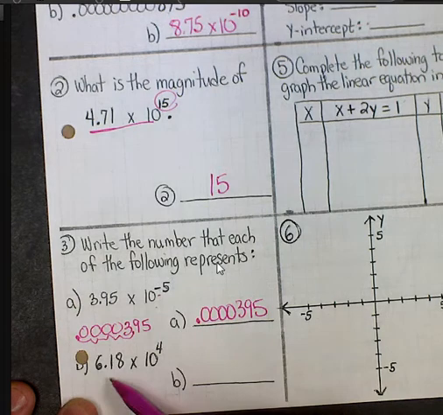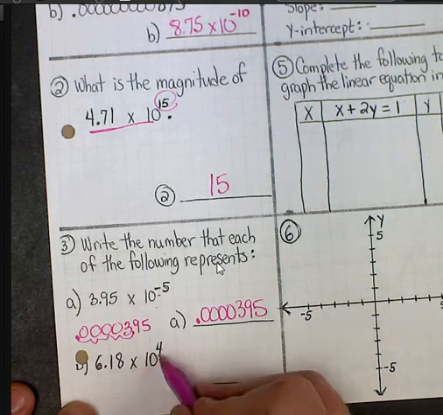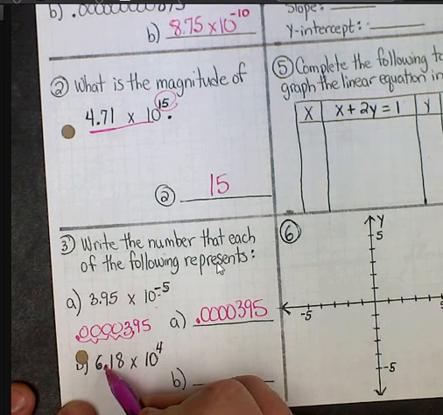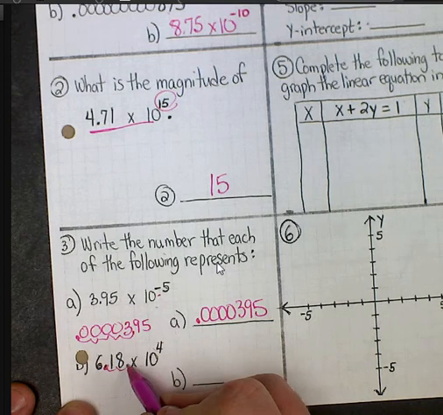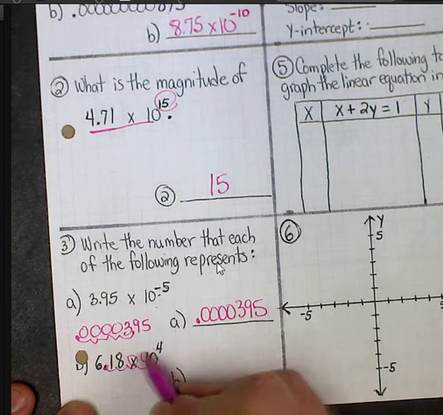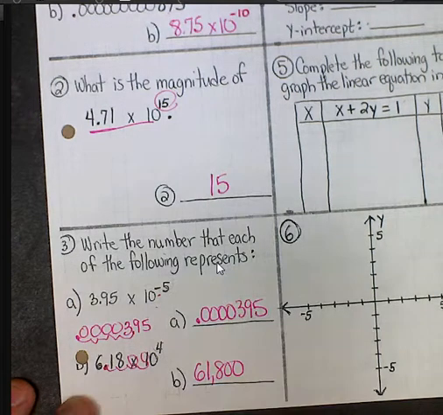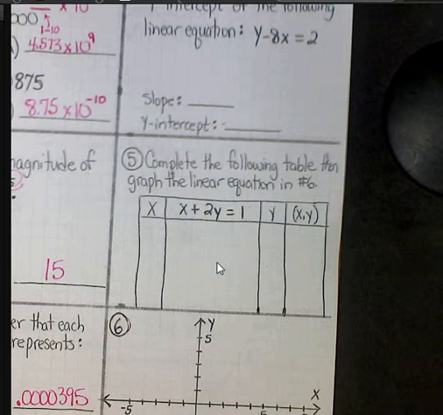This one, 6.18 times 10 to the 4th. That's a positive number, so I'm going to take this decimal place and move it in the direction so that this number becomes bigger. Positive number means make this number bigger. 1, 2, 3, 4. You put your 2 zeros in, and you wind up getting 61,800.